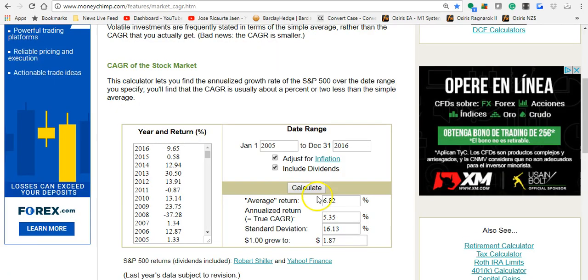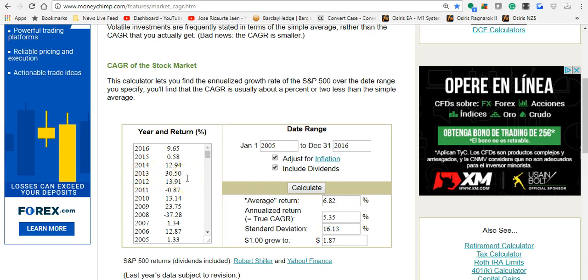Also, I want to close this and give you an idea. Let's say we use also the S&P 500 as a benchmark. If we take the return from January 1st, 2005 to December 31st, 2016, adjusted for inflation, including dividends, and you calculate that, you will get as an annualized return 5.35%. That's an annualized return.